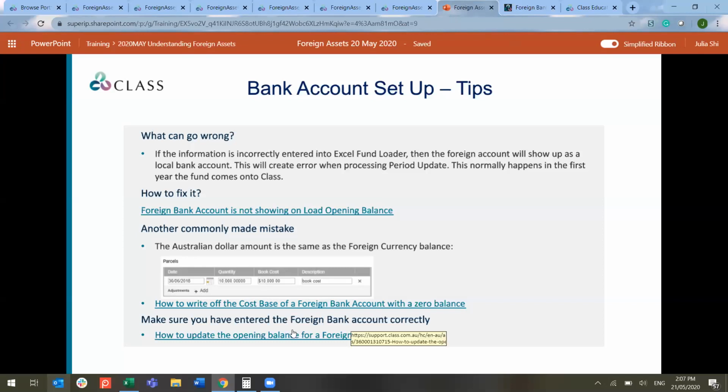Make sure that you're entering your foreign bank accounts correctly at the beginning and then start processing the funds. I've put in the user guide in here, on how to update the opening balance for foreign bank accounts on the load opening balance page. So make sure if you have time, just have a look at this.